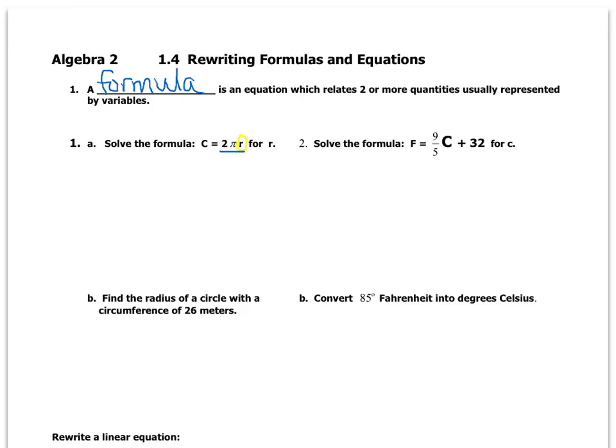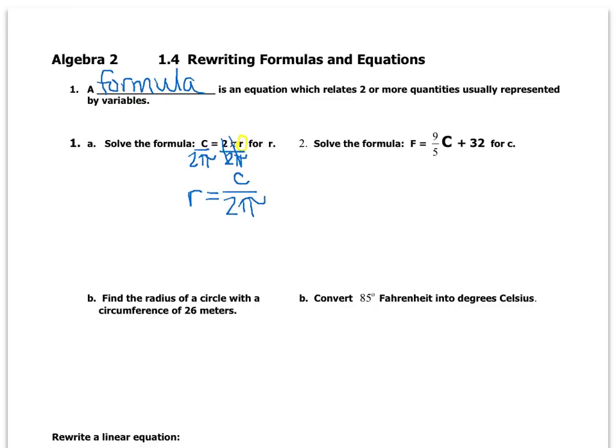So I'm going to divide both sides. And I can divide them both at the same time. I'll divide both sides by 2 pi. And then what we usually do is we put that letter we want alone on the left side. So we're going to say R equals, I'm just flipping the two sides around, and that's perfectly fine. R equals C divided by 2 pi. And now I solved it for R.